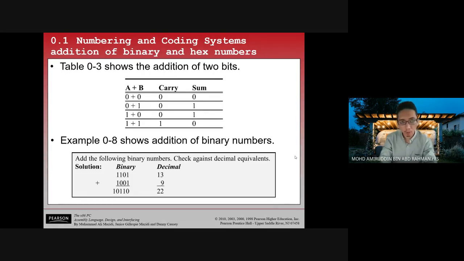Okay, so if A plus B, either of them is 1, so of course the sum will be 1. But as I said, because it is binary, the maximum sum can be is only 1, so it's between 0 and 1. So other than that, it must be brought forward to the carry. So for example, for the last one, when 1 plus 1, which is 2, all right, so the carry must be 1 and the sum must be 0.